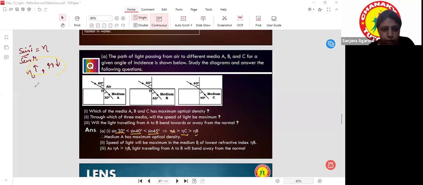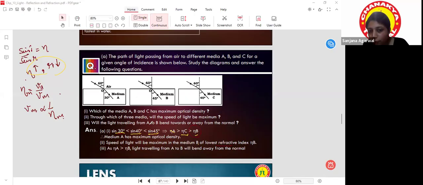Okay. Let me write for this also, how we can relate this with the speed of light. Speed of light in air to speed of light in given medium. So speed of light in the medium, Vm, is inversely proportional to its refractive index. So if maximum speed is asked here, that means refractive index should be least. Refractive index of B is least. That's why the speed of light will be maximum in B.